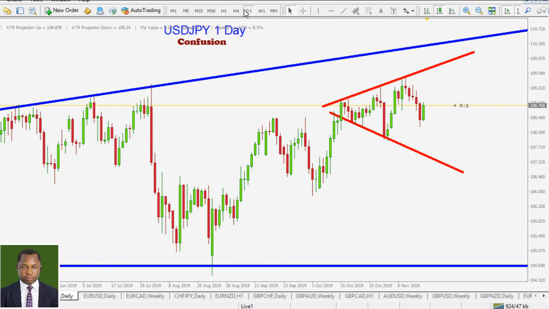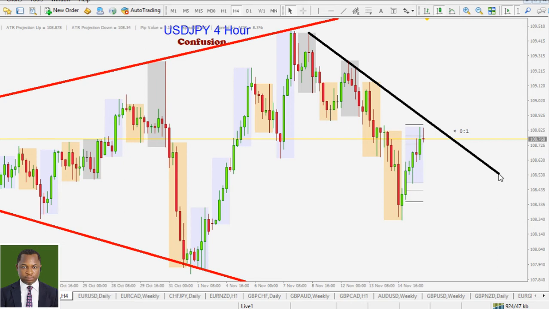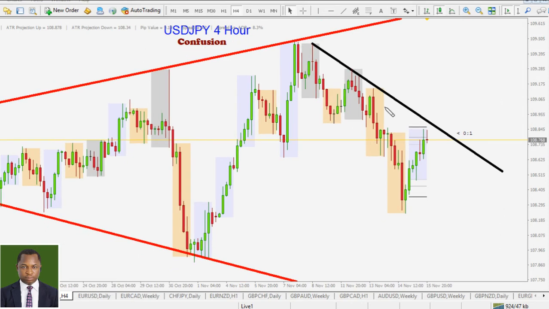Let's look into the shorter time frames. Nothing really, I'm just going to keep this trend line. All right, this is also resistance here, resistance in the 4 hour time frame. All right, let's move on.